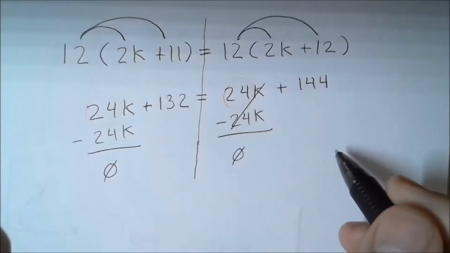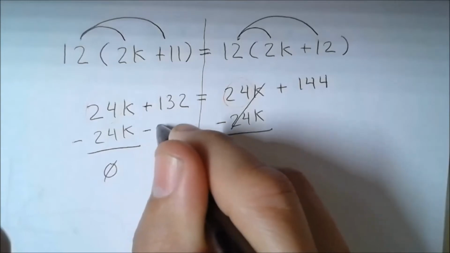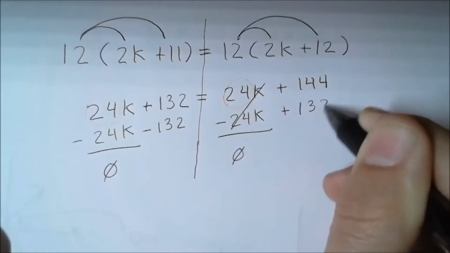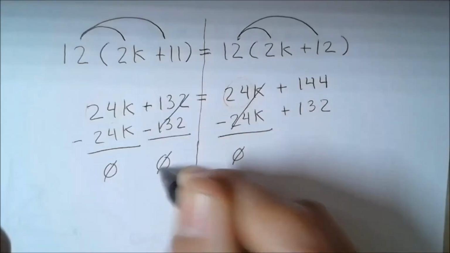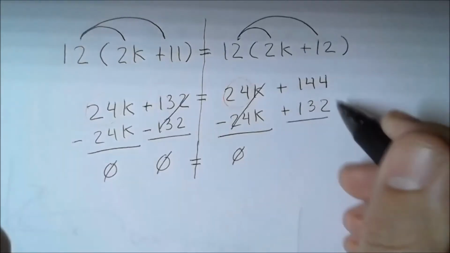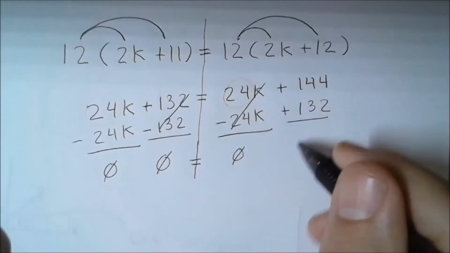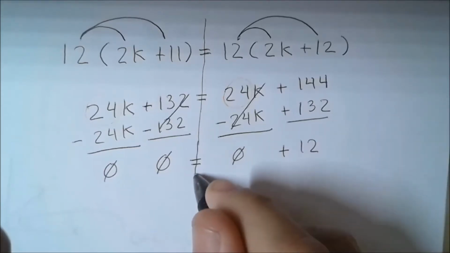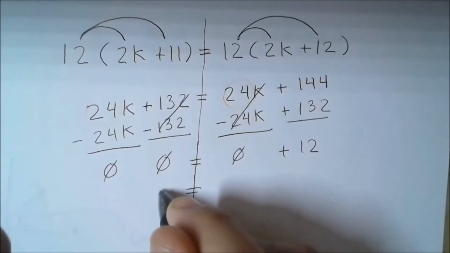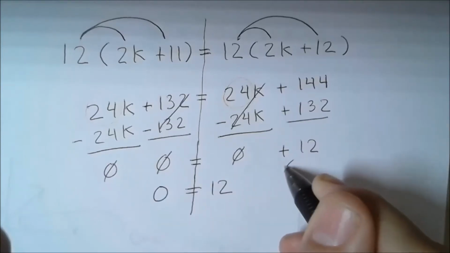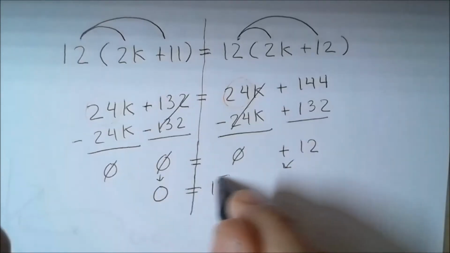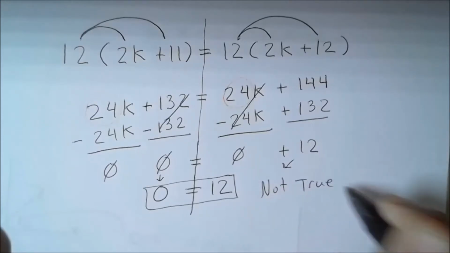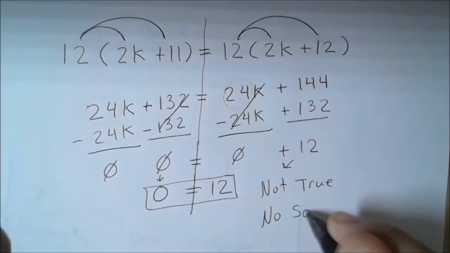And then we can go ahead and put together, if we want to, these values. So I'm going to subtract 132 from both sides. So minus 132, that gives me 0 over here. And then 144 minus 132 is going to give me a positive 12. So my final answer, I have 0 is equal to 12, because I'm just bringing those values down. Now when I see something like this, this is not true, so we'll put not true. Therefore, there is no solution.